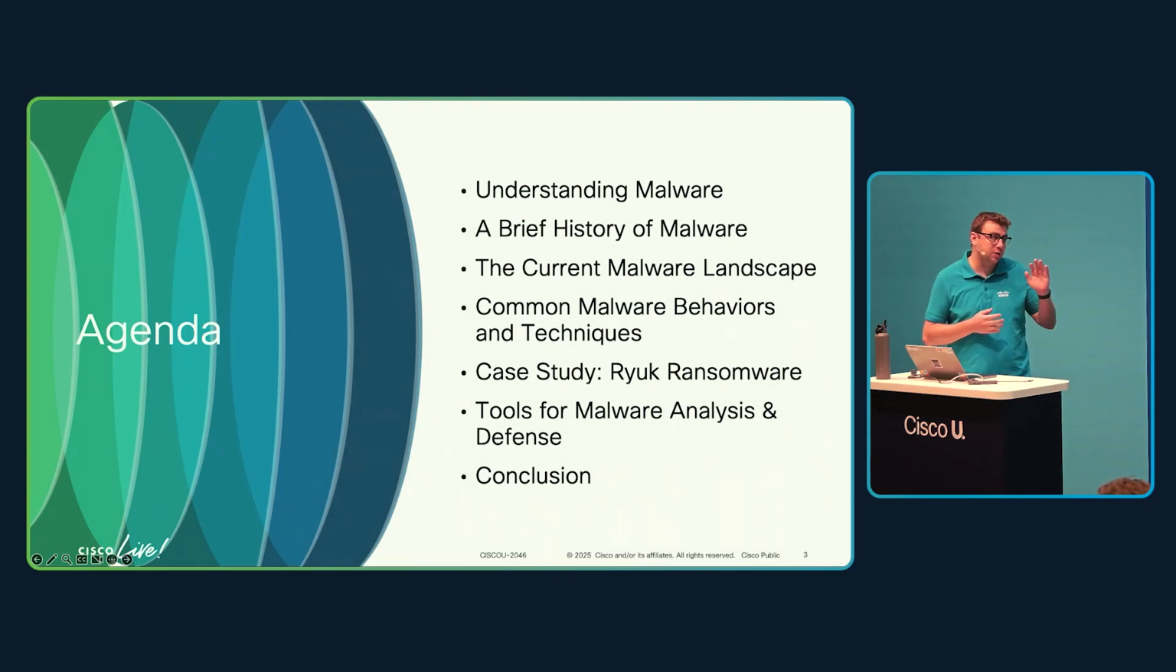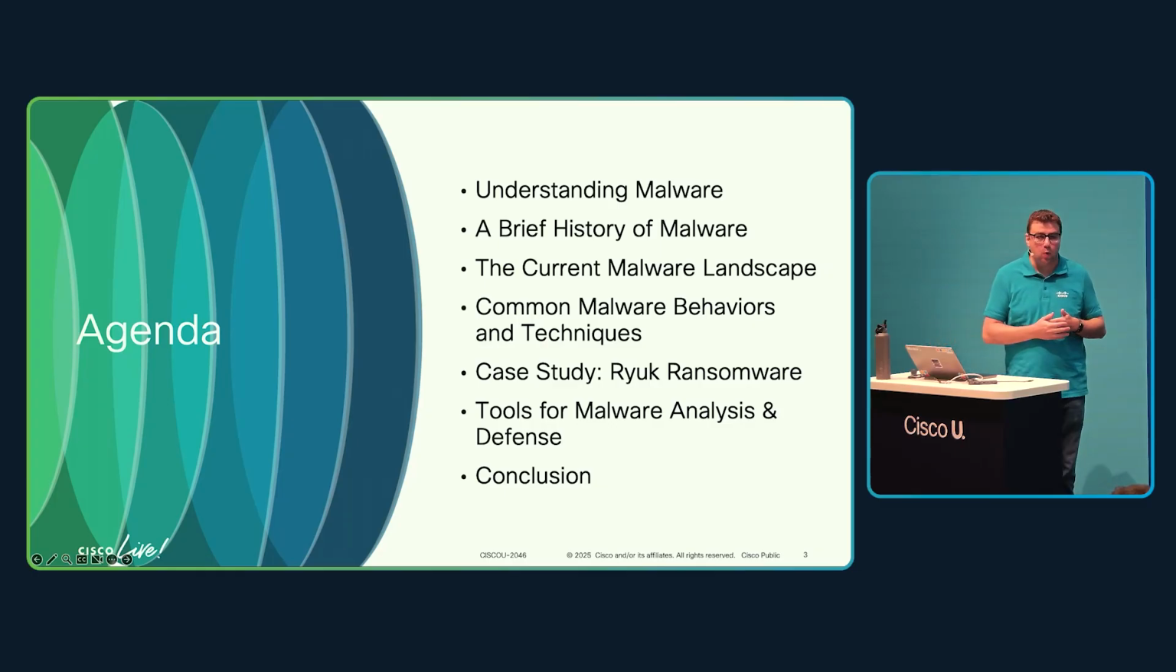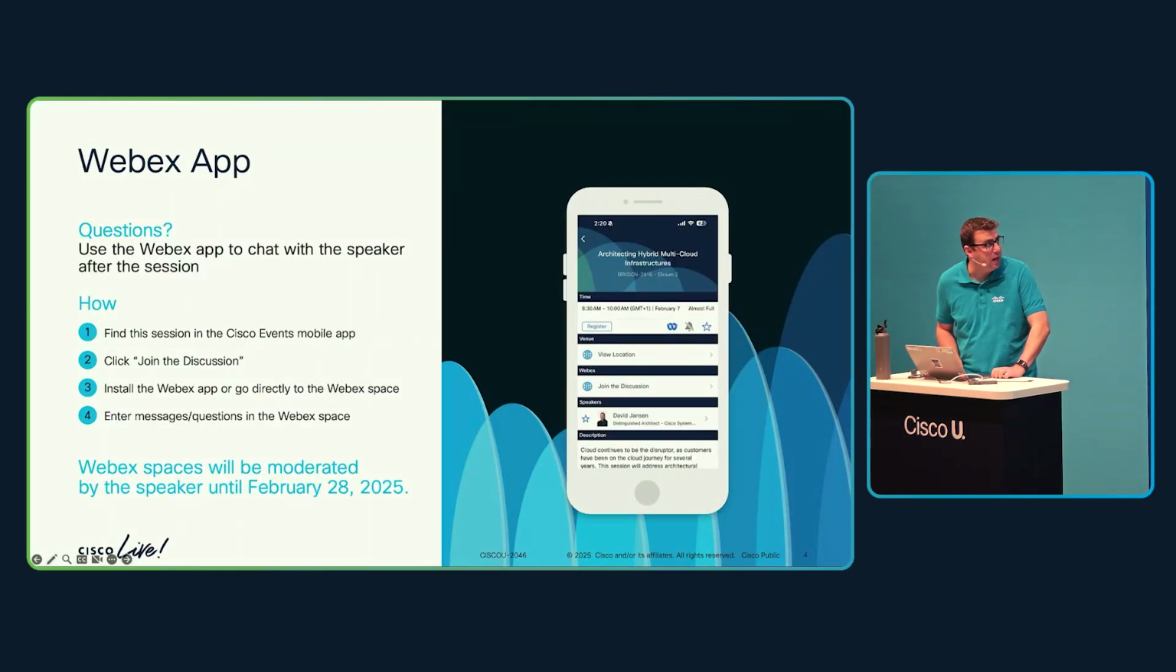And then we're actually going to take a look at the Ryuk Ransomware, sort of crack it open a little bit and go into how it works to give you an idea of how a real piece of malware is leveraging all of these different behaviors and techniques that are common across malware in the industry. We'll close with just a quick summary on different types of tools that are available to analyze and defend against malware.